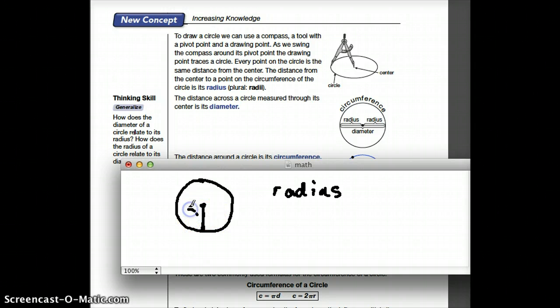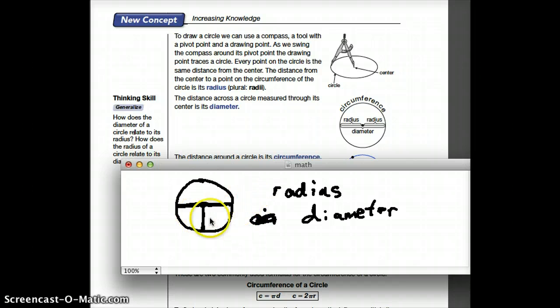Don't want to confuse you, so let me just erase. So that's a radius right there. And the second thing you have to remember is if it goes all the way across, from one side through the middle to the other, it's called a diameter. So from the center to one side is a radius. All the way across through the center is called the diameter.